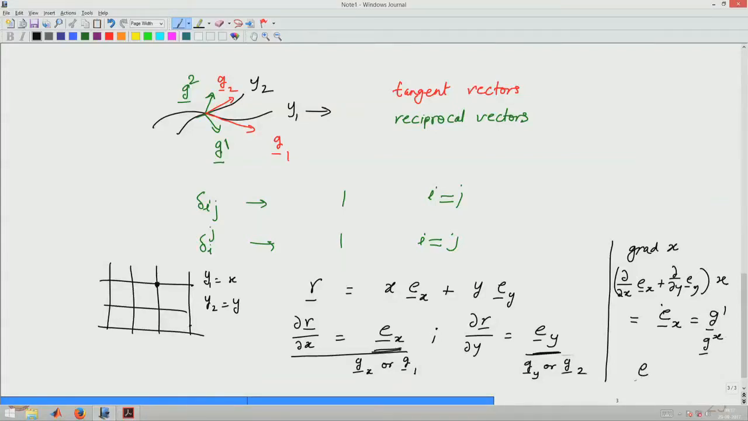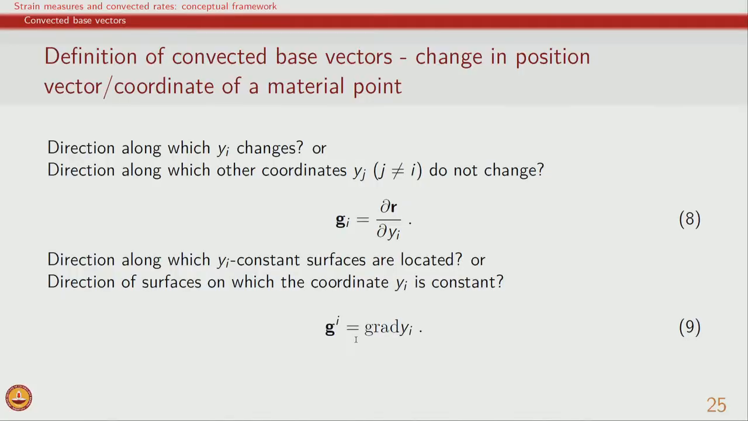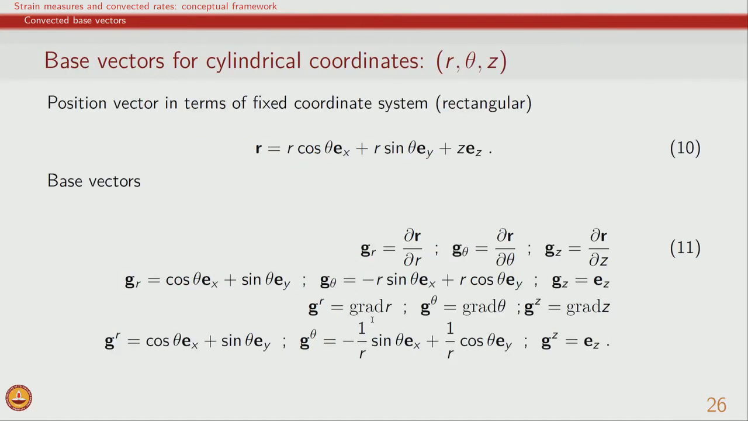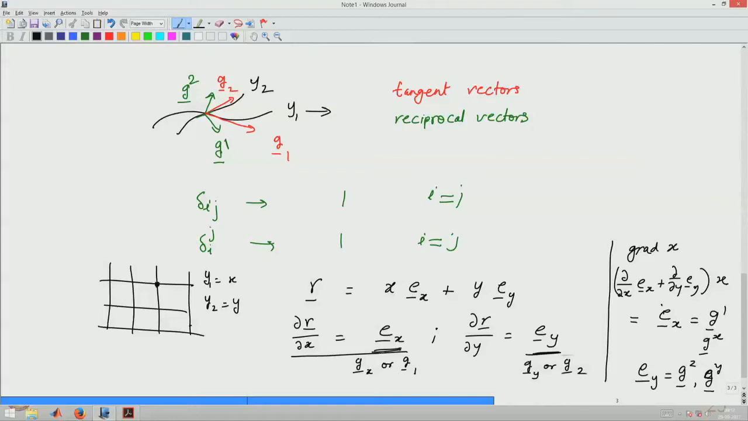So, similarly we can also show that Ey is going to be G2 or Gy. So, for a simple case of a rectangular coordinate system using both the definitions of base vectors, we get identical result, and the identical result is already known in terms of the orthogonal unit vectors that we get. So, therefore, for a case of rectangular coordinate both these definitions lead to one same set of base vectors.